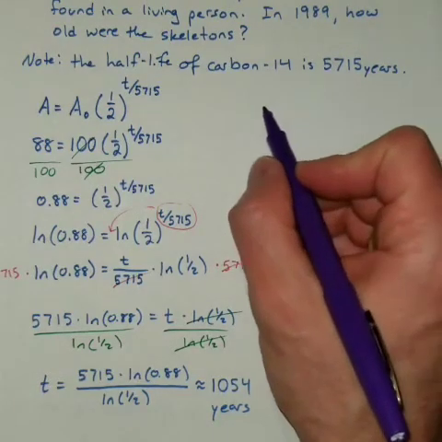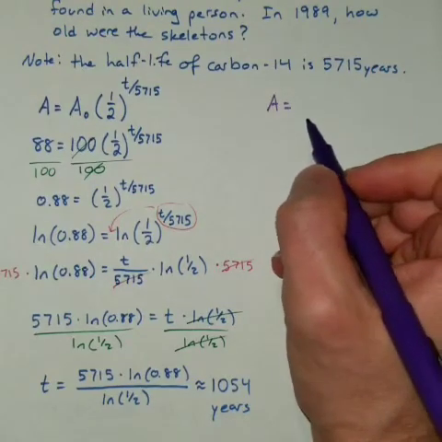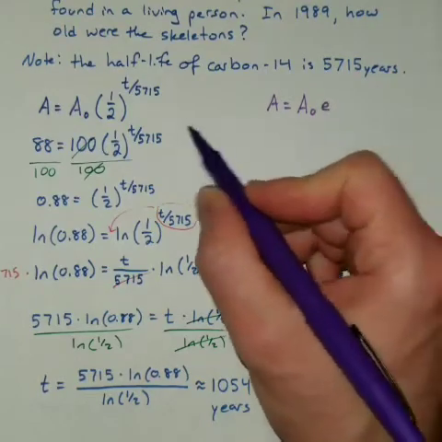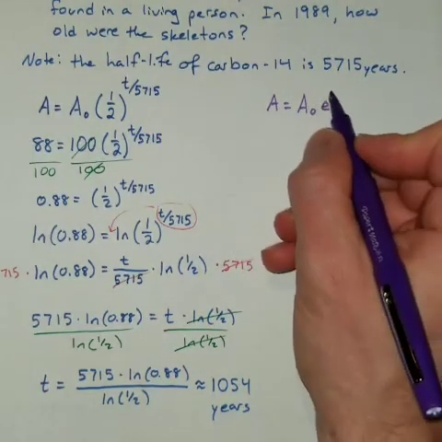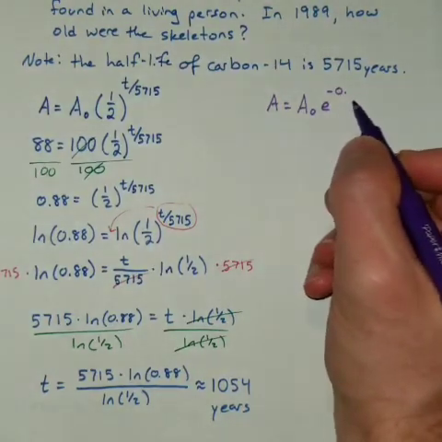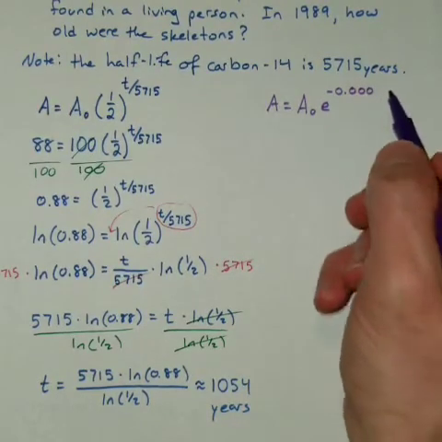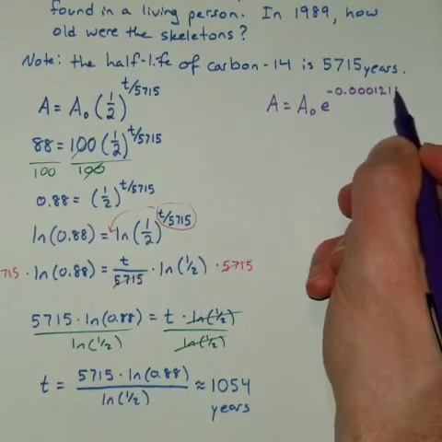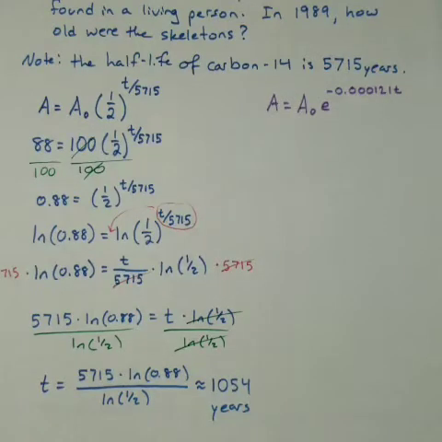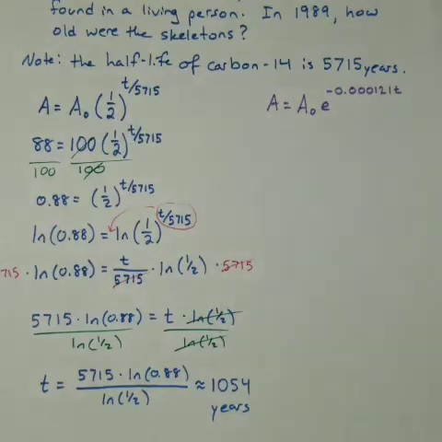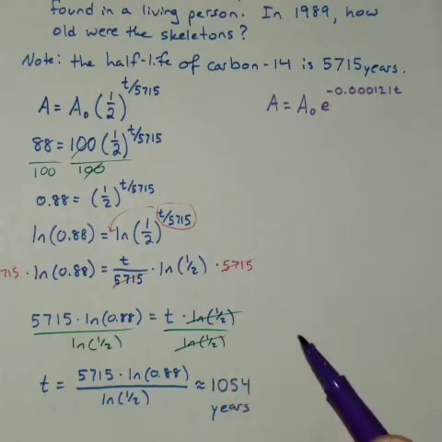The model they want you to use is A equals A sub 0, and then they're going to use a base of e instead of 1/2. And so it's e to the minus 0.000121 t. Now that multiplier on the t is kind of a weird multiplier, plus you're switching the base to an e instead of a half. But the rest of this is really going to be the same idea.